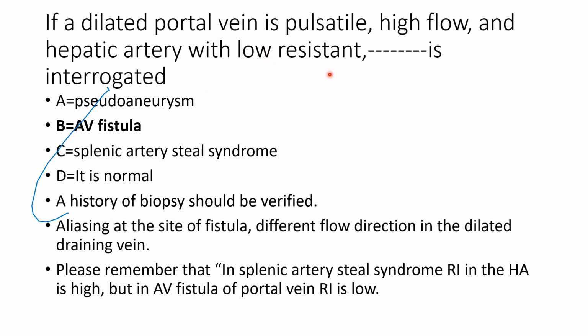The hepatic artery here is low resistance, but if we have a steal syndrome from the splenic artery, it causes high resistance in the hepatic artery. History of biopsy should be verified. Aliasing at the site of the fistula, different flow direction in the draining vein that is dilated. Please remember that the resistive index in the hepatic artery in splenic artery steal syndrome is high, but here it is low.